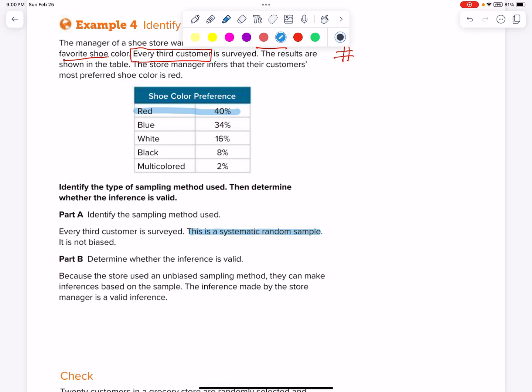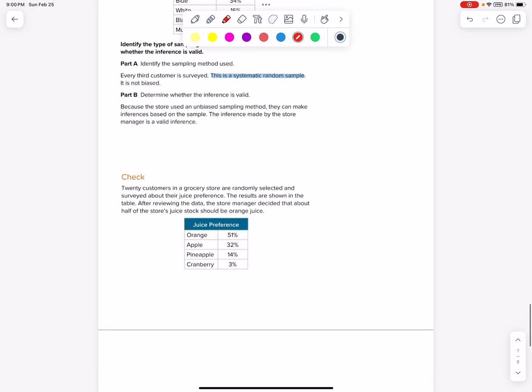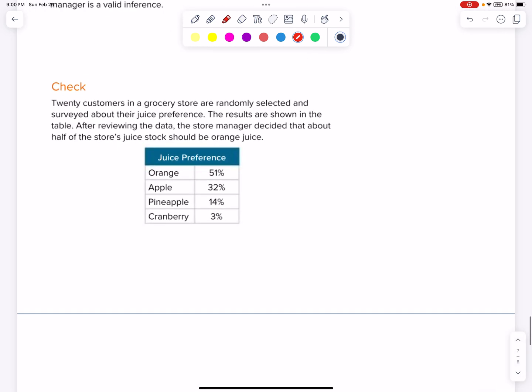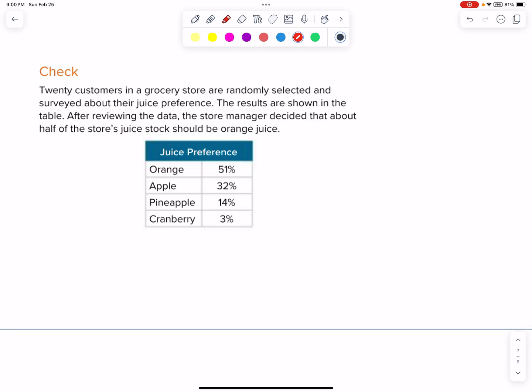Okay, that I highlight with blue to make it all funky and weird. There you go, red, which turned purple now. All right, so let's go ahead and do a check. Pause and see if you can figure out what kind of sampling method and if it's valid and what inference you could make here. All right, so 20 customers in a store are randomly selected.